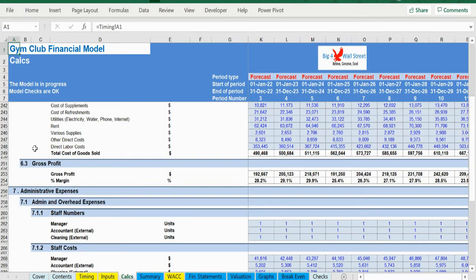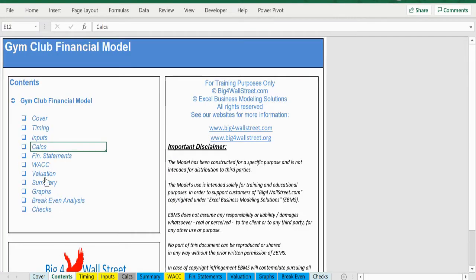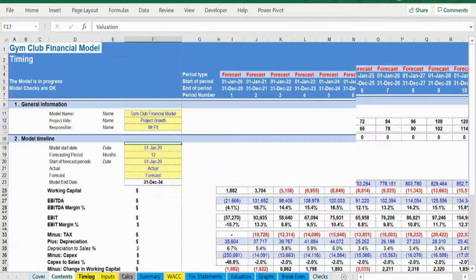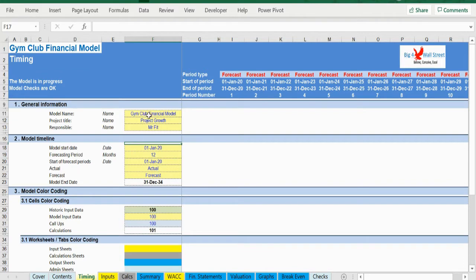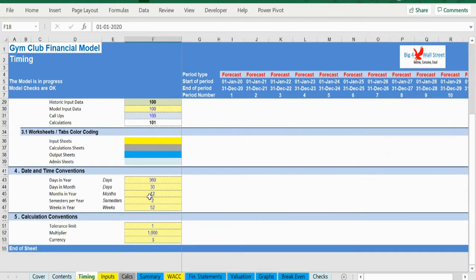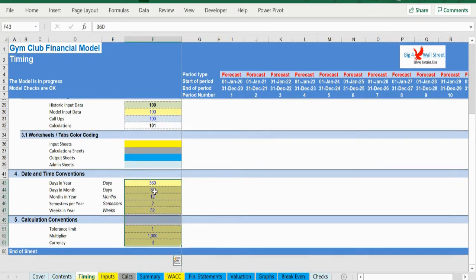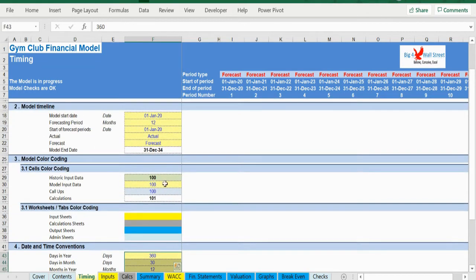In the Contents tab you can see the structure of the model, and by clicking on any of the headlines, you are redirected to the relevant worksheet. On the Manual tab you are able to feed the general information for the model such as project name and title, responsible, timeline of the model, and date and currency conventions. Additionally, there is a description of the color coding of the model in the same tab.